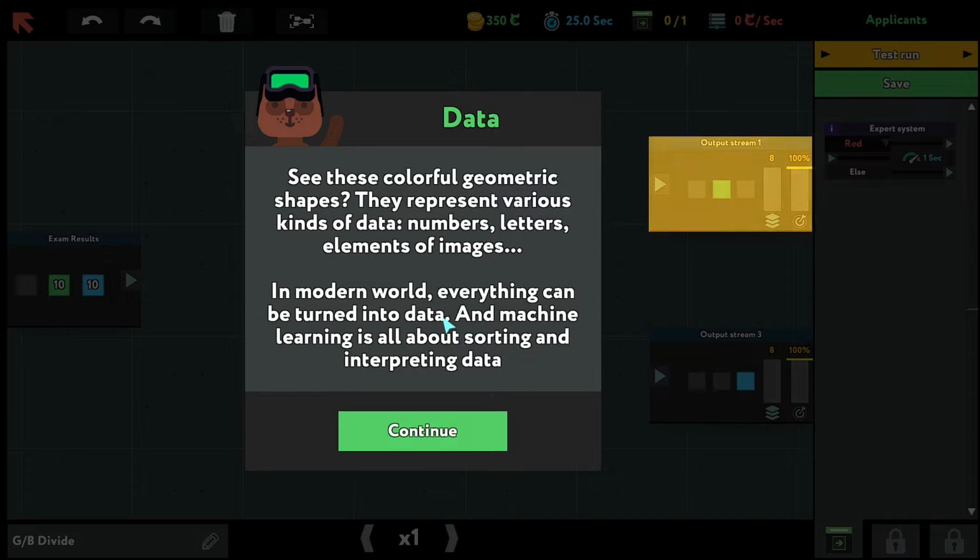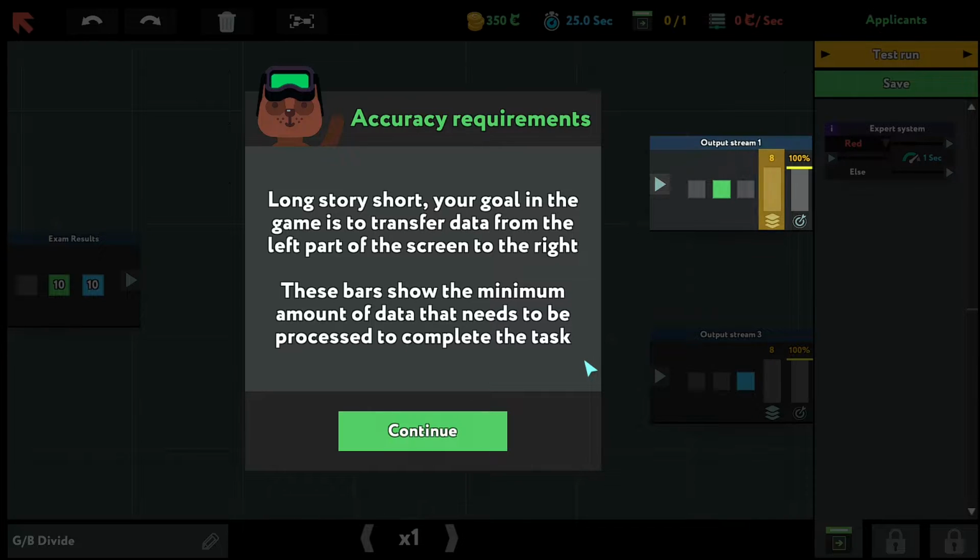Wow. See these colorful geometric shapes? They represent various kinds of data, numbers, letters, elements of images. In modern world, everything can be turned into data, and machine learning is all about sorting and interpreting data. Long story short, your goal in the game is to transfer data from the left part of the screen to the right and do it correctly. These bars show the minimum amount of data that needs to be processed to complete the task.